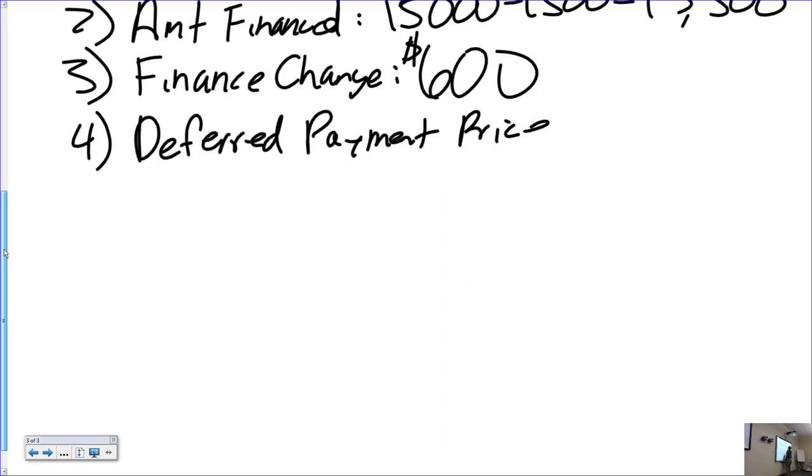And what is the deferred payment price again, folks? Amount of finance plus finance charge. Well, that's to figure out the monthly payment. Down payment plus total monthly payments. Do we know what our monthly payment is yet? Nope. Okay, how do we do this then?